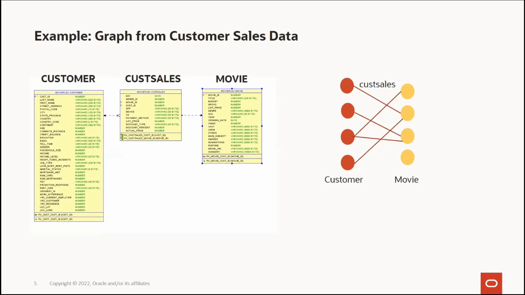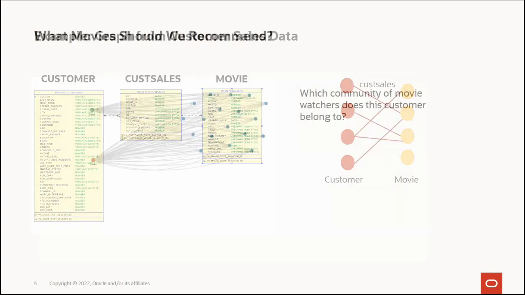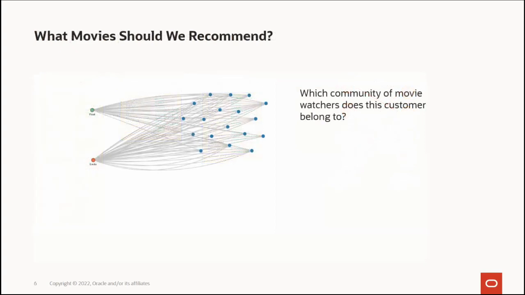Every row in the movie table becomes a vertex in the graph. So you have two different types of vertices. And then for every relationship of customer renting a movie, you add an edge to the graph. And when you do that, you get what is called a bipartite graph, because you have two different types of vertices, and the edges are only between these two vertices.